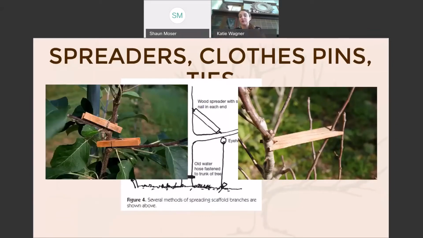You can use clothespins. Clothespins are really easy to use, and they work really well too, especially with apples. And you can see that they actually put this clothespin up above what will now be our desired scaffold here. And it physically being up above makes it so that that branch can't grow up, right? Because the clothespin is there. It's obstructing its ability to grow upwards.